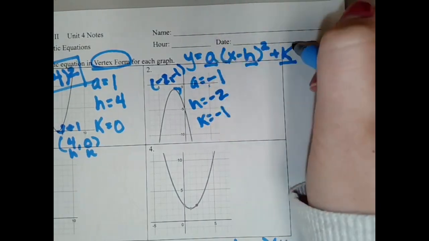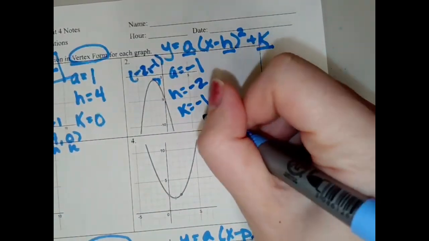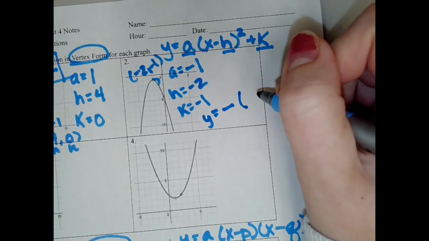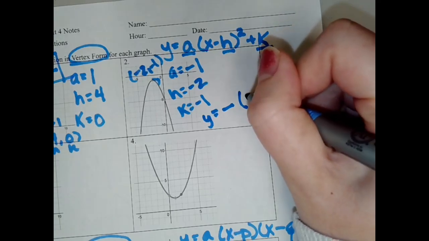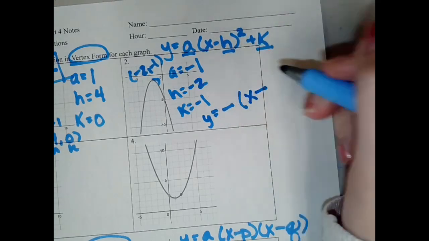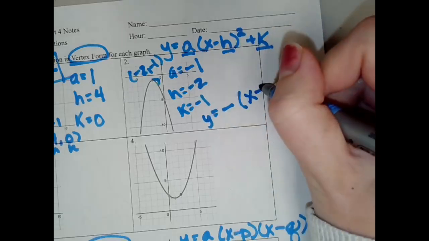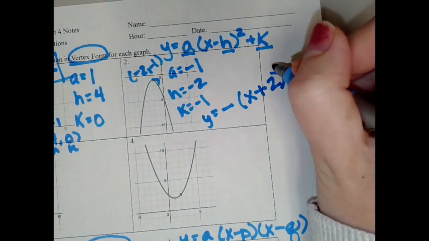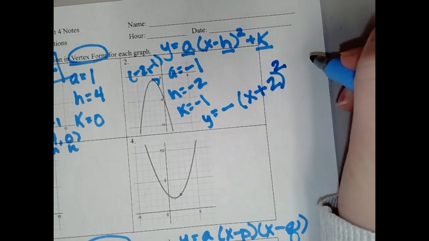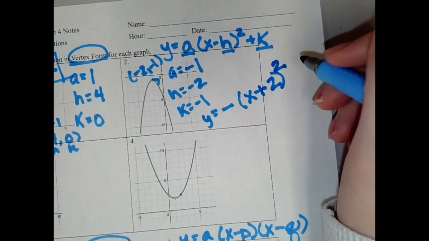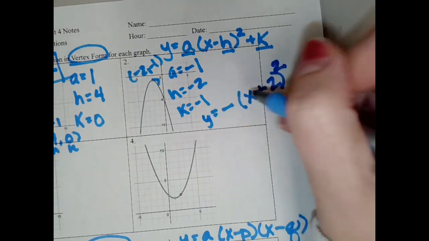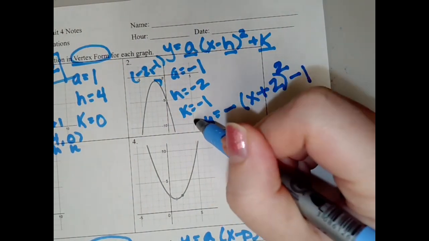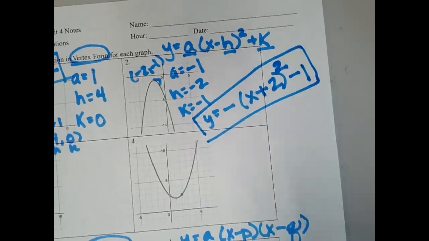I just take these values and plug them into the equation. So I have y equals negative, you could write -1 or just negative out front, up to you, (x minus h), so x minus a -2 becomes x plus 2, because 2 negatives makes a positive. That binomial is being squared. Always make sure you're squaring it. And then plus k. So I'm adding a -1, which just becomes -1. And there's the equation for that one.